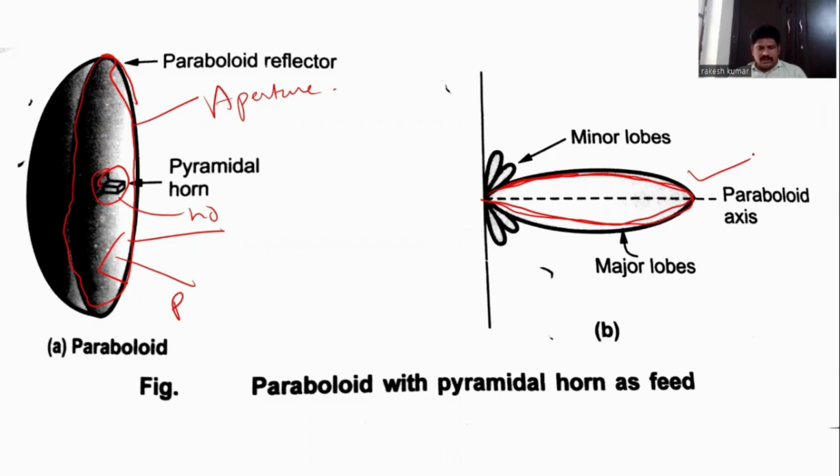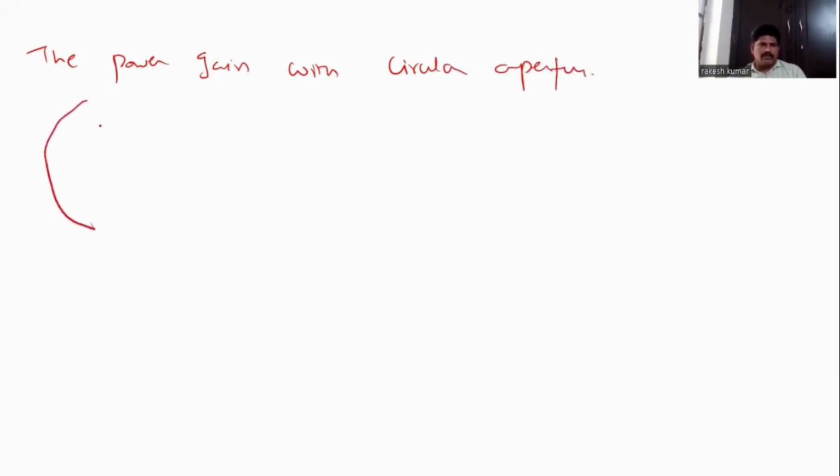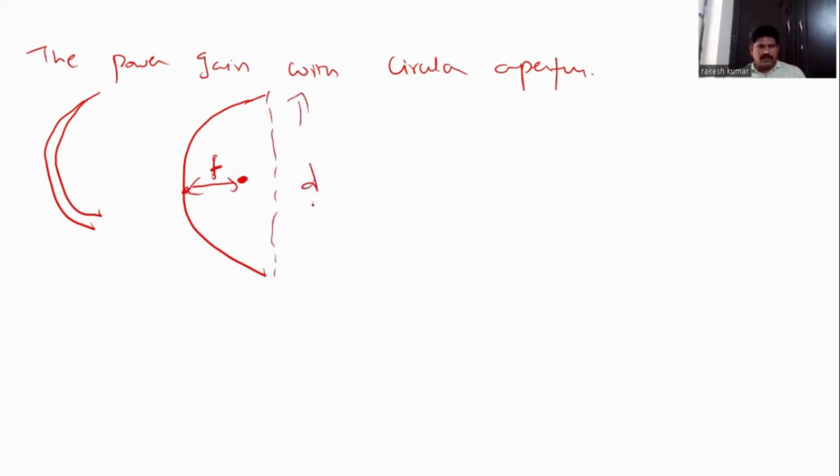Let us consider, for example, the power gain with the circular aperture. Let us take this as my parabolic antenna. Here I am keeping my primary antenna. This distance from the parabola is the focal point. And this D is the diameter of the circular aperture.